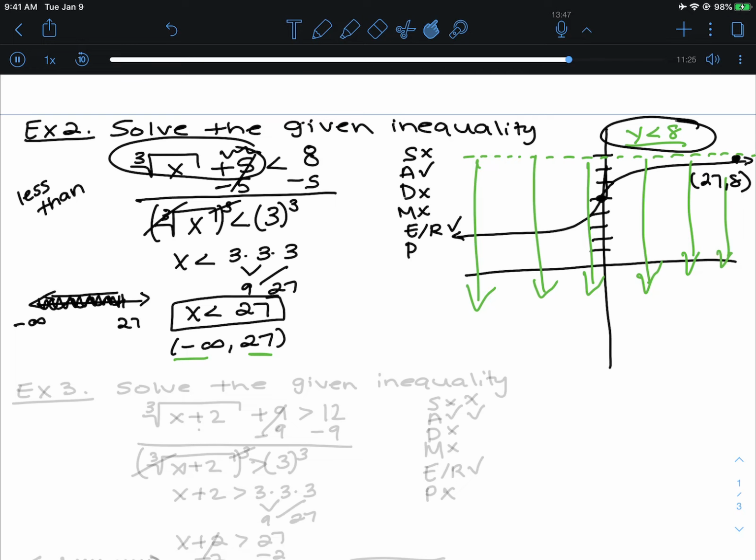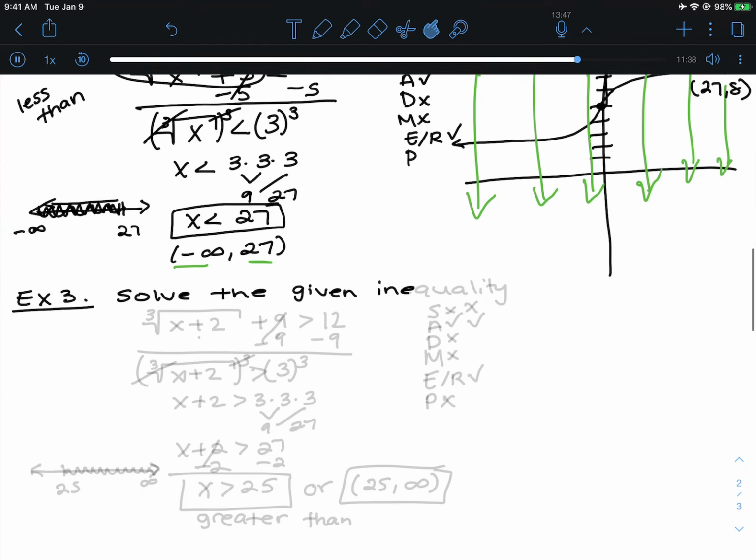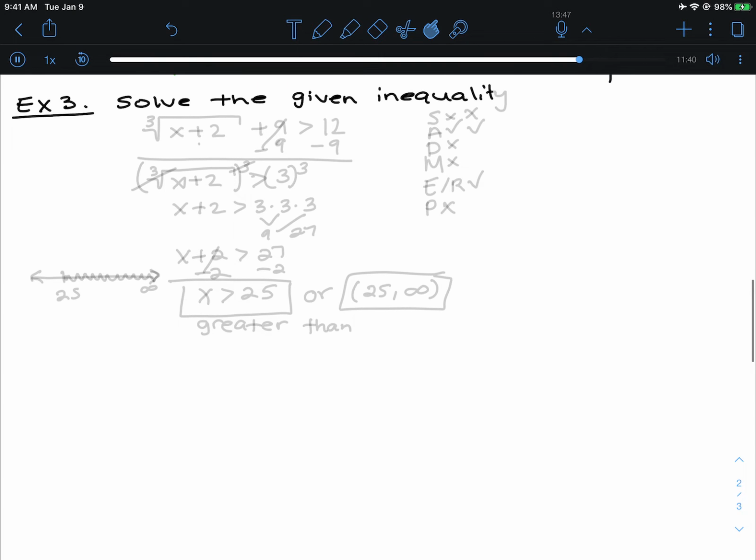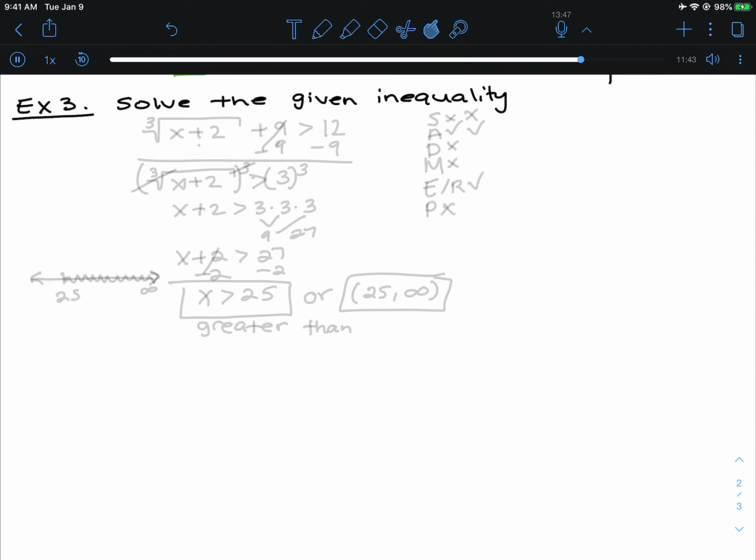Okay, I'm going to go ahead and give you guys one more example. Example 3. We're going to solve the given inequality. You're going to get the cube root of x plus 2, plus 9, is greater than 12. And how are we going to solve this? Using SWBAT.